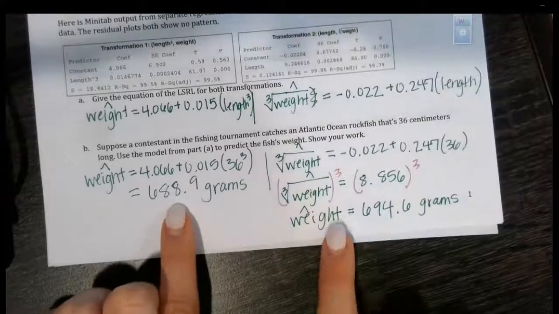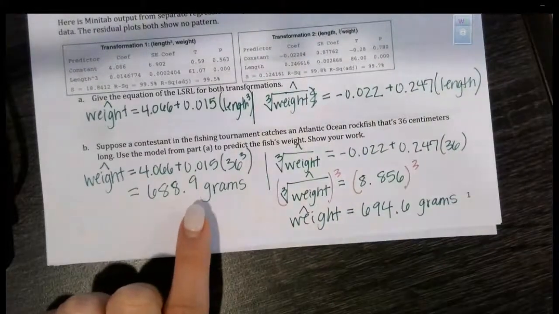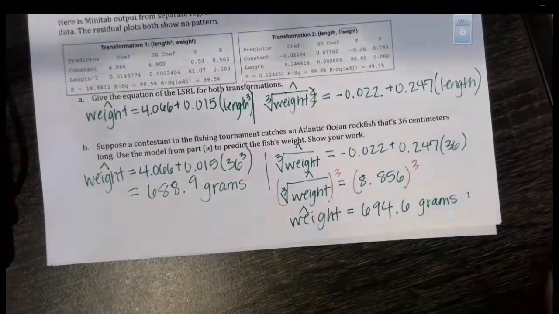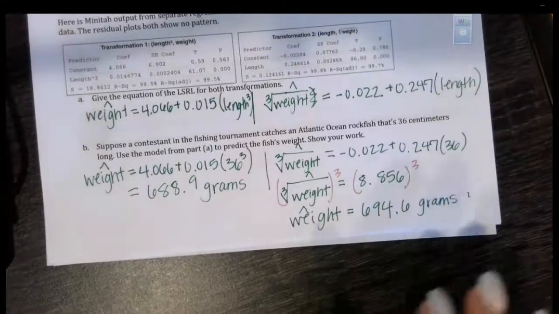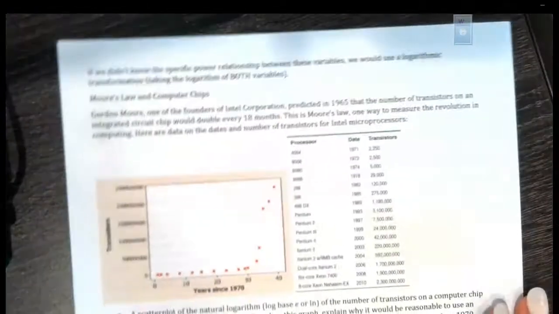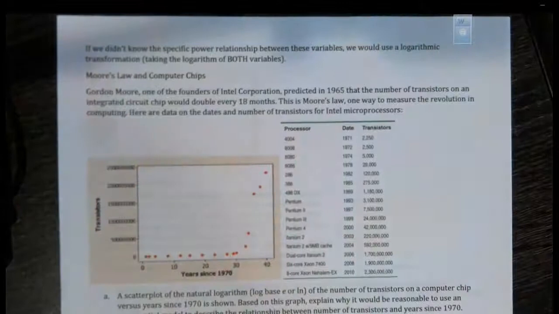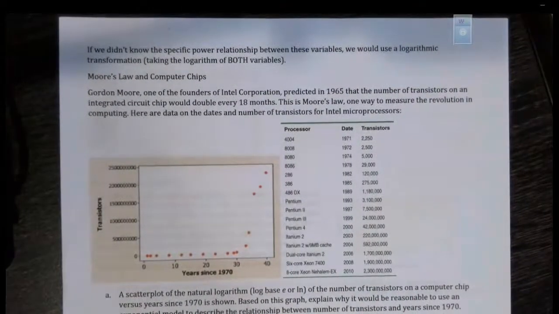And if you think in terms of grams, being 5 off from each other is a pretty close estimate when looking at the weight of a fish. All right. So if we didn't know the specific power relationship between these variables, we could use a log transformation and take the log of both sides. So let's take a look at that.